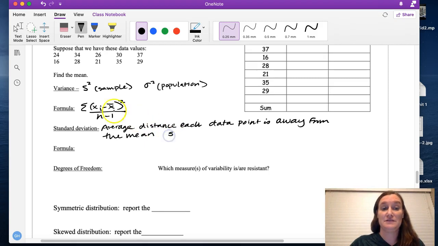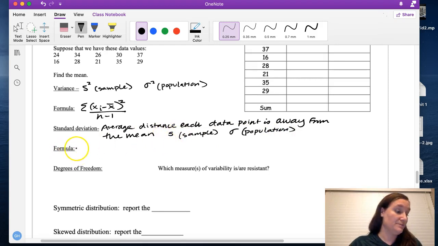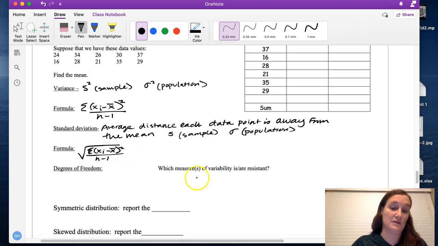The symbol for this is the same as the variance, only it's the square root of it. So it's S for a sample and sigma for a population. You'll also see me sometimes write it as SD, just to be clear that that's what it is, because S sometimes looks weird. The formula for that is just the square root of the formula for the variance. Sometimes you'll see this with an n in the denominator instead of n minus 1. That has to do with the degrees of freedom, and the whole population sample thing, but we will use n minus 1.